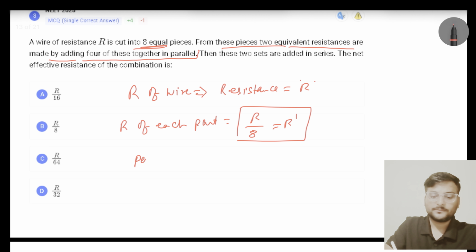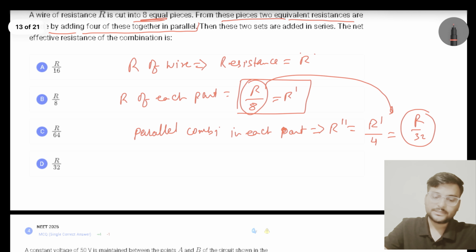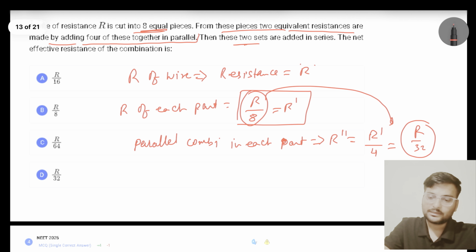So in the parallel combination, each part, we can say that R double dash equal to how much? That is R dash by 4. Now R dash by 4, if you put the value of R here in R dash, then this becomes how much? R by 32. Okay, now they say that in this they are addition.